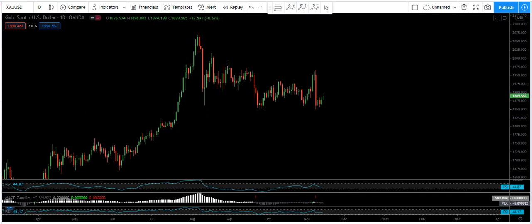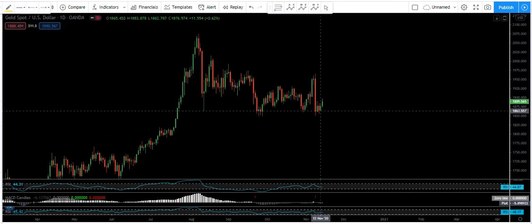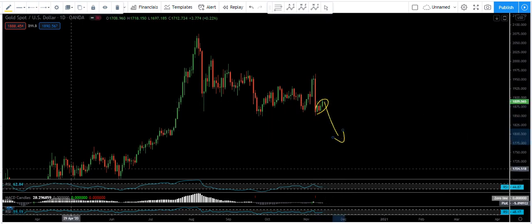Gold, now we are based on the daily chart. We want to analyze the chart for the next week. Even if you refer back to my last video, we mentioned that we are looking for the down move. We want to see how this correction can form, and we are looking for the sell setup.